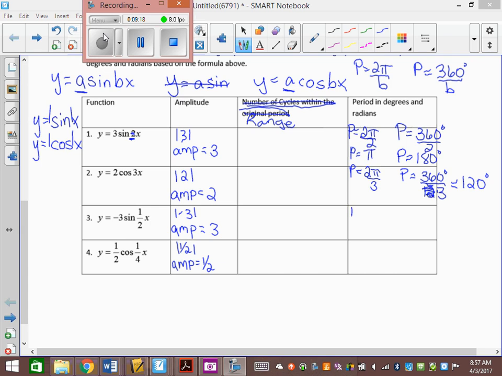This one's going to be p equals 2 pi divided by a half. When you divide by a half, it's like multiplying by 2, so you're going to get 4 pi. So with this graph, you'd actually only see half of a period in the same time you would normally see one, right? It'd be like this, and then it would stop, and then it would finish.